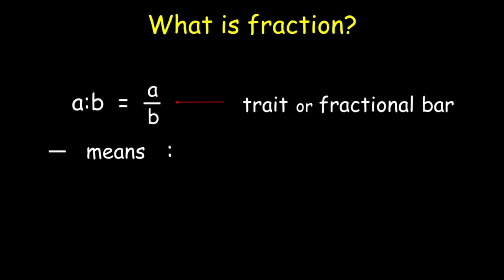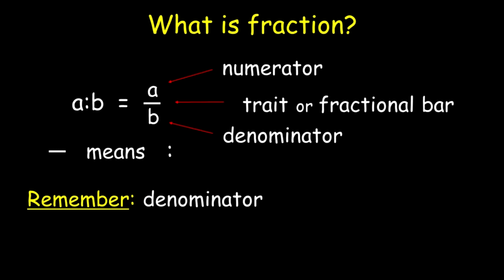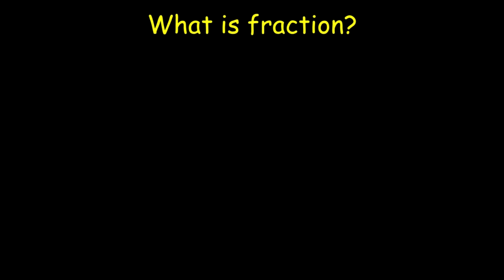A number above the trait, a, is called a numerator. A number under the trait, b, is called a denominator. Remember, the denominator is never zero. B can't be zero because it is impossible to divide anything by nothing. The division action itself is missing. The examples of fractions are 1/3, 2/7, 10/6, 11/8, 13/13. And now let's discuss what fractions are for in common life.